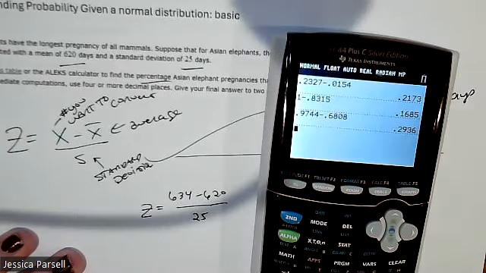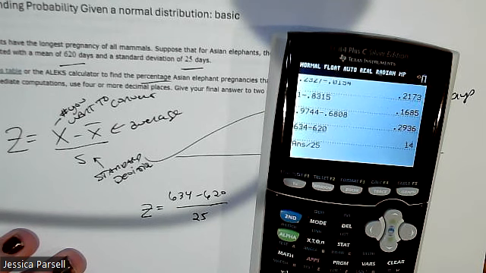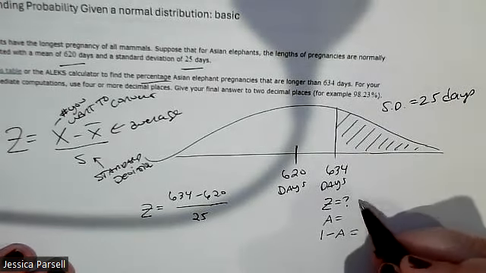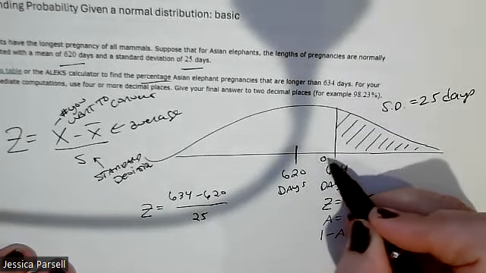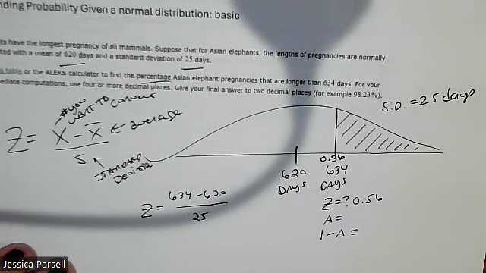So here we go. Let's convert. So 634 days minus 620 days, hit enter, divide by 25. I'm getting a z-score of 0.56. Okay, so the z-score is 0.56 right there, 0.56. Okay, let's get in our Batmobiles and head over and find the area that goes with 0.56.